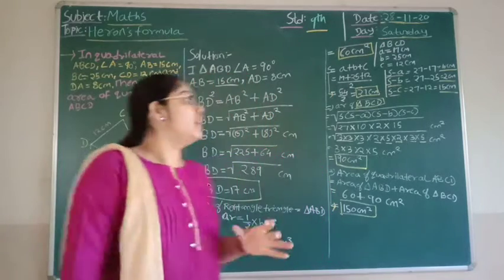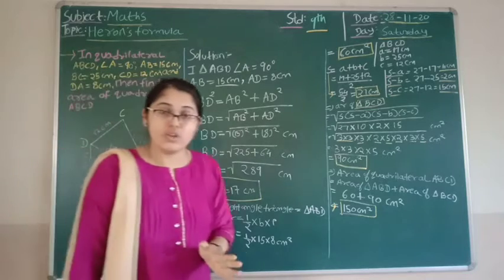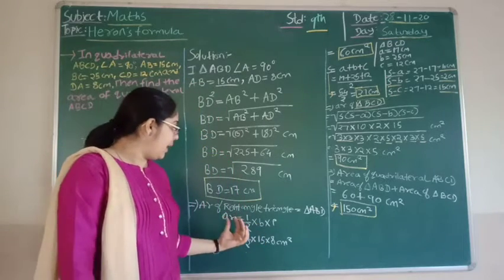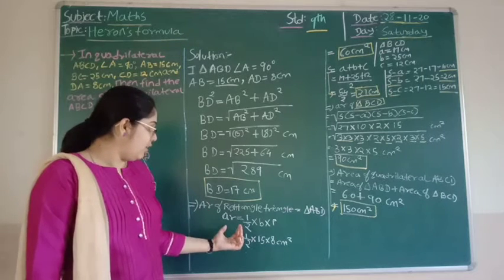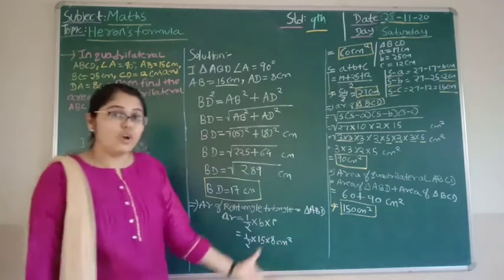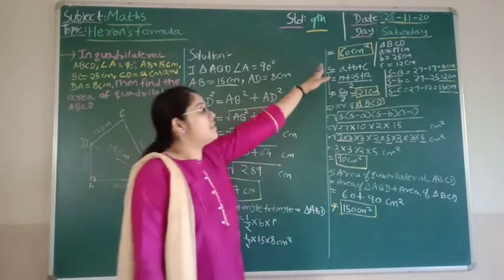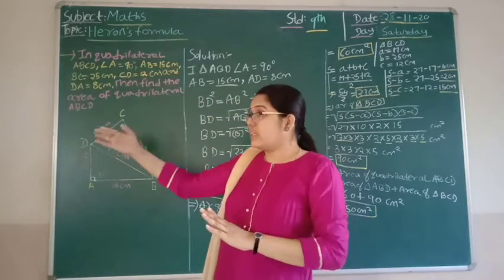So first what we did, we found the side BD by Pythagoras theorem. Then we applied the formula of a right angle triangle, that is area of right angle triangle equals half into base into perpendicular. Applying all of these values, we are getting 60 centimeter square. Then we are moving to the next triangle.